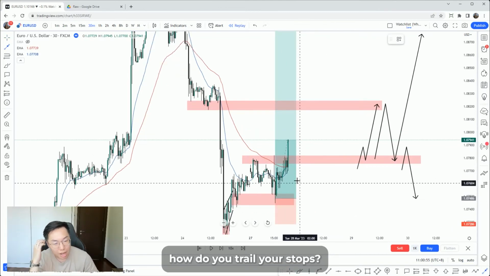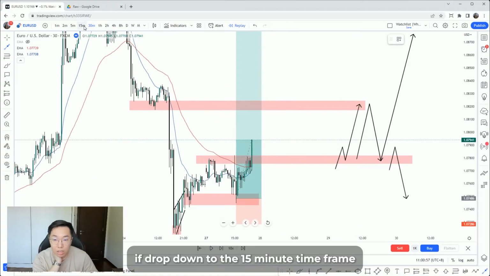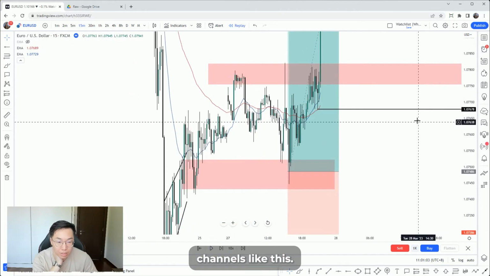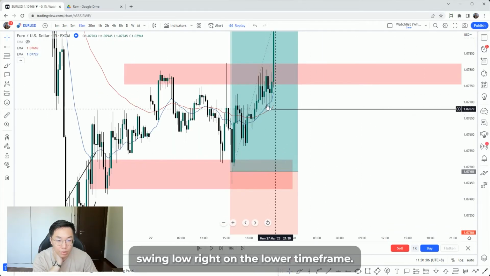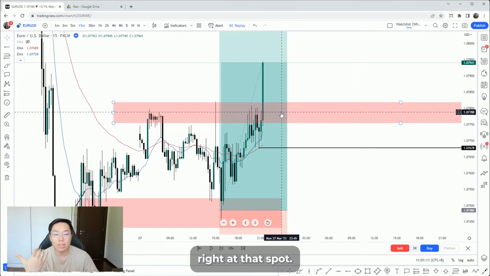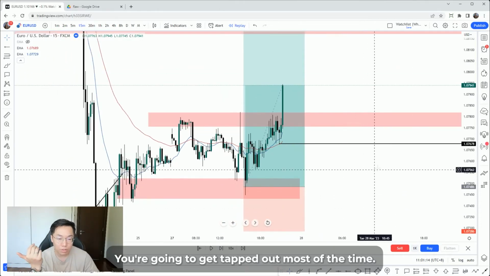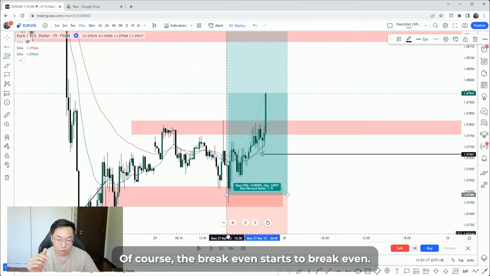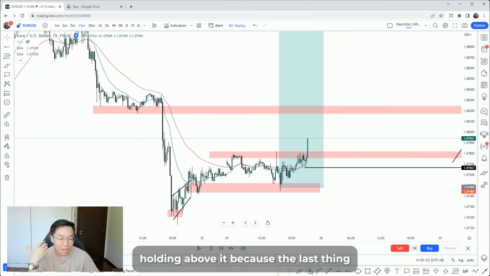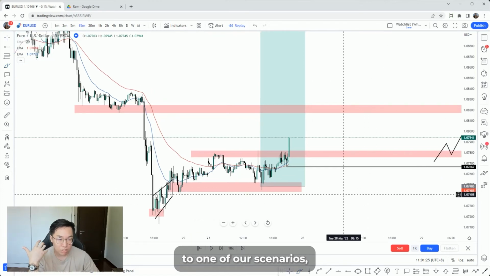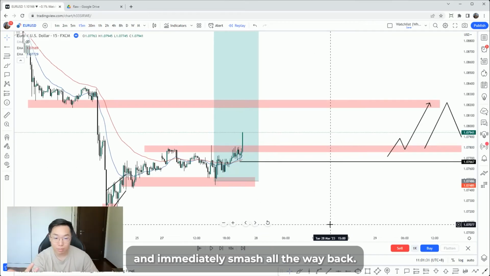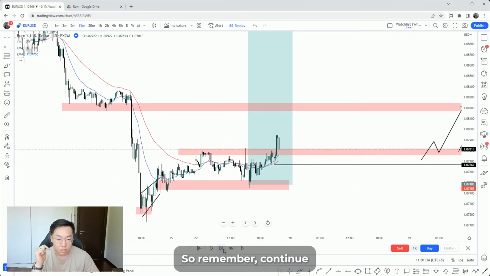Some of you might wonder, hey, how do you trail your stops? I would suggest, if you drop down to the 15-minute time frame, trail it under candles like this, because that is a confirmed swing low on the lower time frame. Don't do it so tight. Some of you like to trail your stops right at that spot, but you're going to get tapped out most of the time. So I'll be moving stops to break even. I want to see price holding above it, because the last thing I want to see, according to one of our scenarios, is price breaking above the 107.80 and immediately smashing all the way back. So remember, continue.